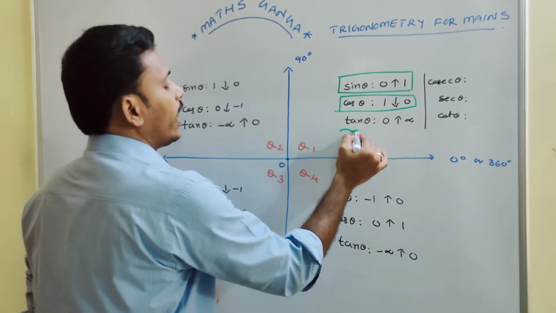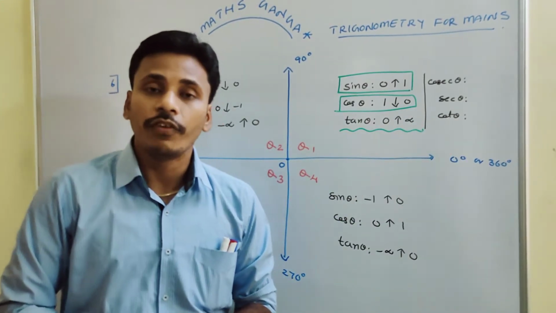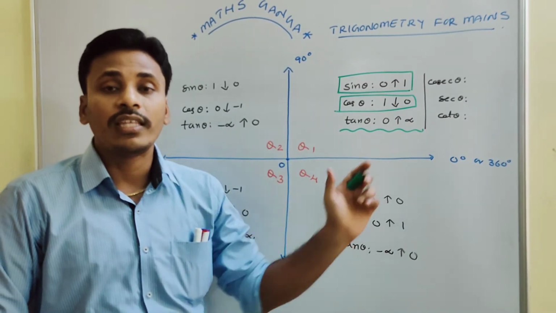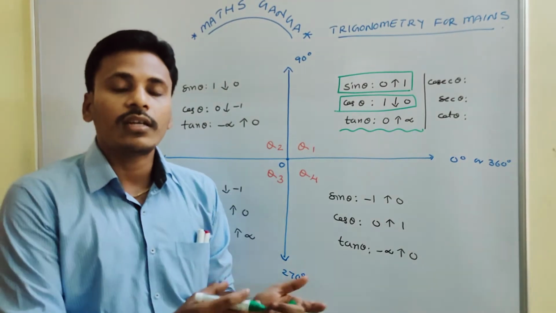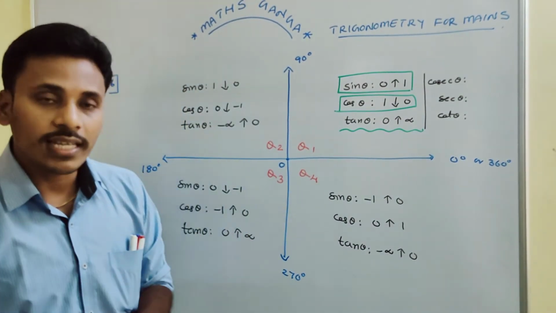And now what about tan theta? Look there, tan 0 degrees is 0 and tan 90 degrees is infinity. So tan theta is increasing from 0 to infinity along with the increment of theta. And now I have sine, cos and tan. Based on that, it is easy to analyze the cosecant, secant and cot.